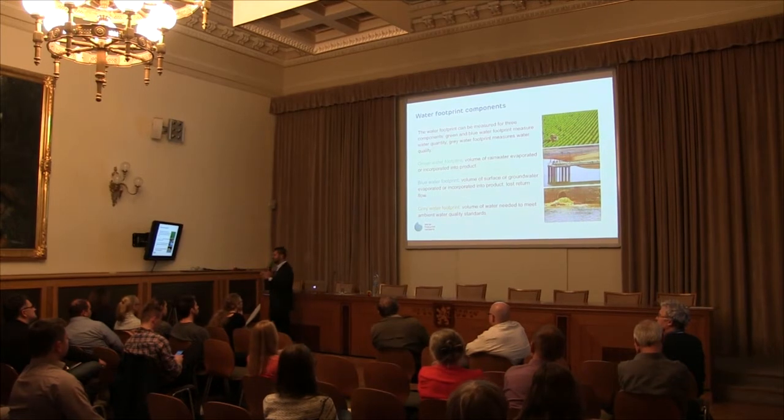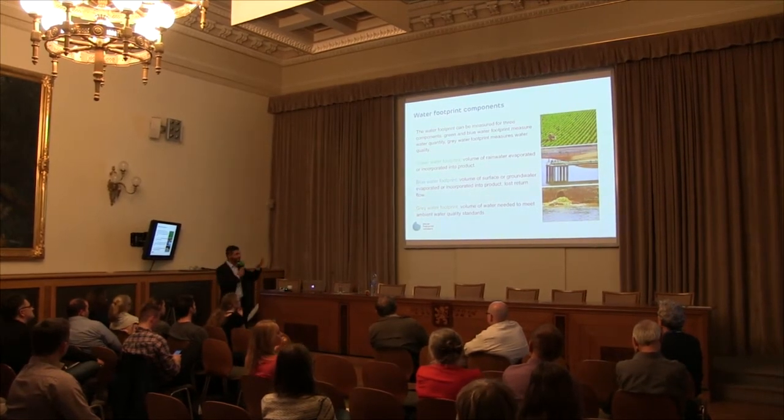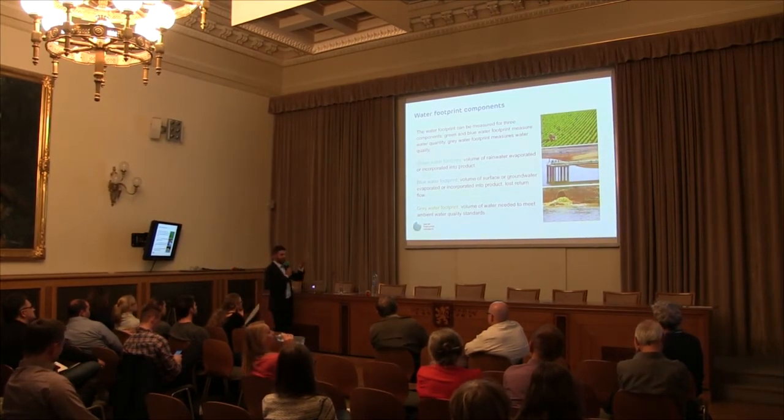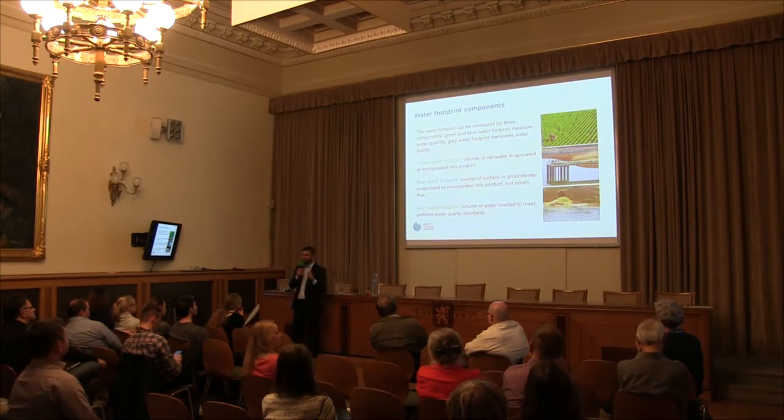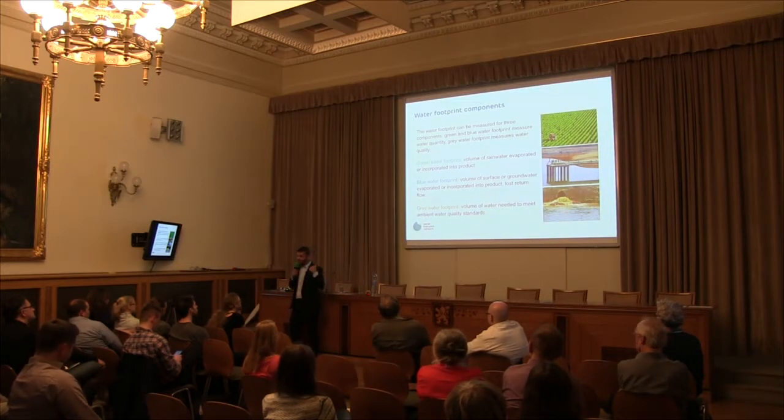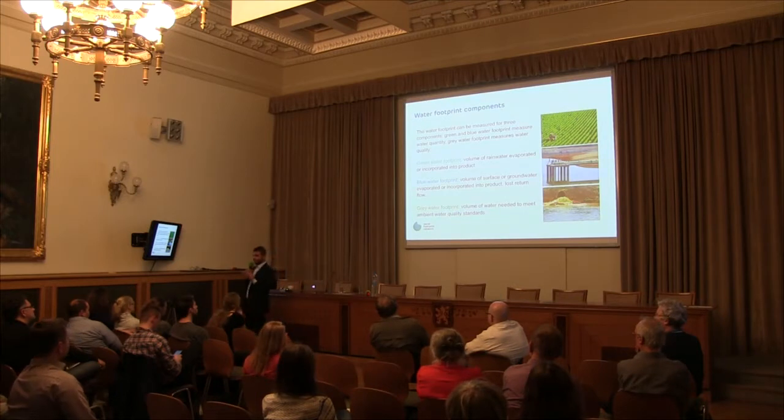I don't want to go into the definitions. I will skip a couple of slides. Green is rainwater, simply. Why is rainwater important? Rainwater is the main source of many agricultural products in the world, and it is relevant to droughts. It's relevant to water scarcity at the same time. Blue is river water, groundwater, the water we see, and gray is pollution.